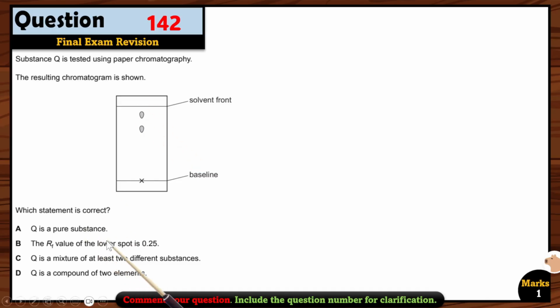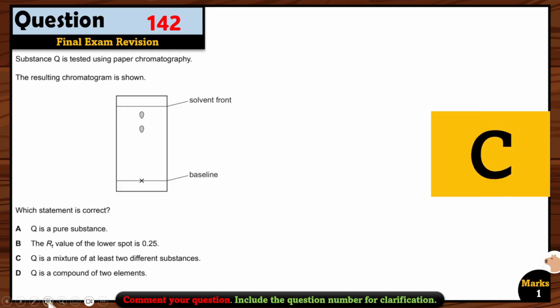The Rf value of the lower spot is 0.25. No measurements are given over here, so we cannot conclude that it is 0.25 or more. So option B is also not right. Q is a mixture of at least two different substances. Yes, this option is right. Why? Because we can see two spots over here, so at least it is made up of two elements. Third, Q is a compound of two elements. Again wrong, because in chromatography we usually separate mixtures, not compounds. You cannot separate compounds just through chromatography. So option D is a wrong option. So option C is the only right option over here.